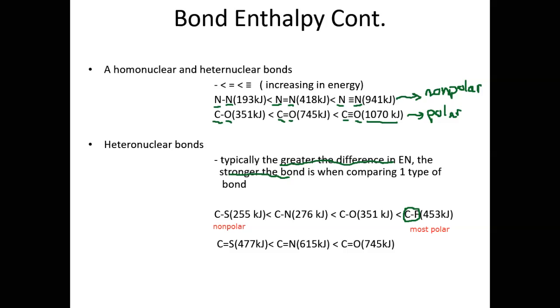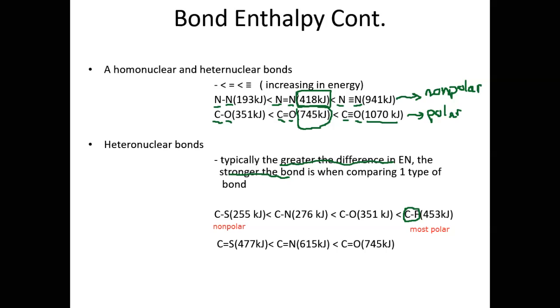So like for here, when we look at the double bonds, again, the carbon sulfur double bond is the weakest because carbon sulfur bond is nonpolar, but the carbon oxygen bond is the strongest because it's the most polar bond out of these three. And even the carbon oxygen double bond is stronger than the nitrogen nitrogen double bond because carbon oxygen is polar, nitrogen nitrogen is nonpolar. And so that's how you can rank bonds based on their difference in electronegativity.